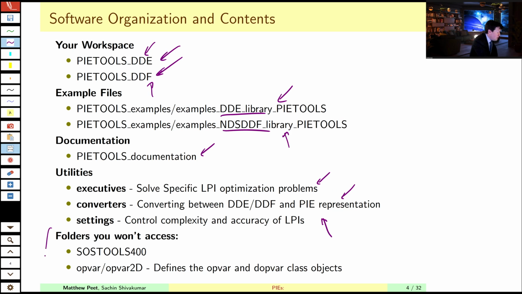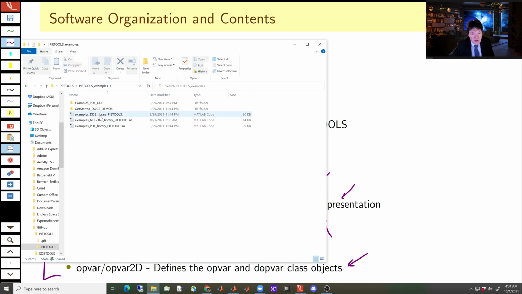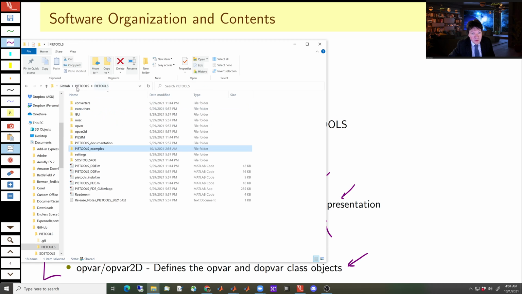Things you won't probably mess around with are SOSTOOLS 400, which is necessary to run PIETOOLS, and the class definitions for Pi operators, which again I'll describe shortly. Now I'll just open up the PIETOOLS folder real quick, just so you can see where these things are. The workspaces for DDEs and DDFs here are in the root folder. The example files are here in the PIETOOLS examples. So here are the two example folders I mentioned. Demos are here, particularly this demo here for delay differential equations, doing a controller synthesis. In addition, we've got those converters, executives, and stuff I talked about earlier, and all these files which you're not going to mess around with. So going back.